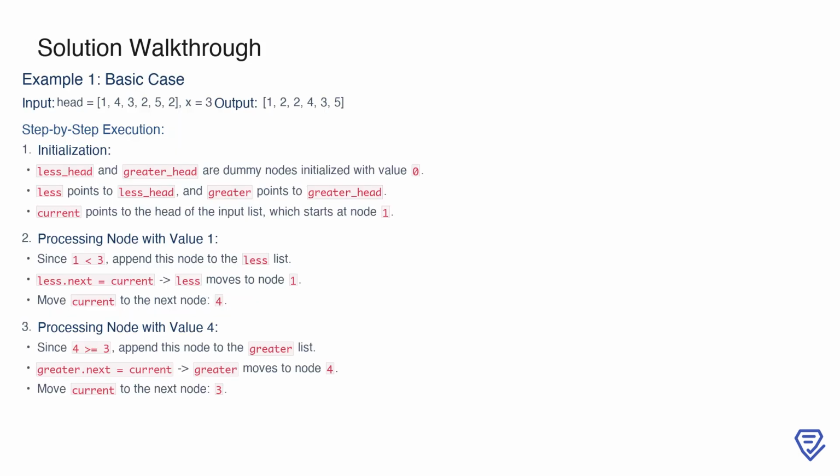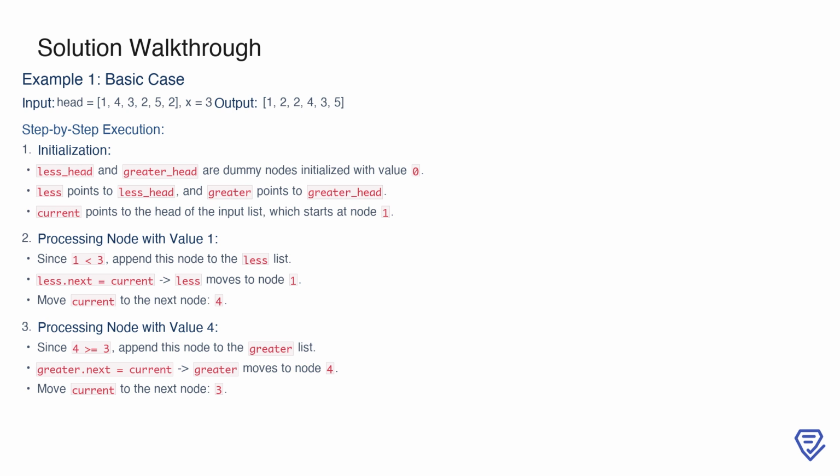To begin solving this problem, we first initialize two dummy nodes, less_head and greater_head, both with a value of 0. These will serve as the starting points for two separate linked lists. The less pointer starts at less_head, and the greater pointer starts at greater_head. We also set current to point to the head of the input linked list, which initially points to the node with value 1. Now, as we process the nodes one by one, the first node has a value of 1.